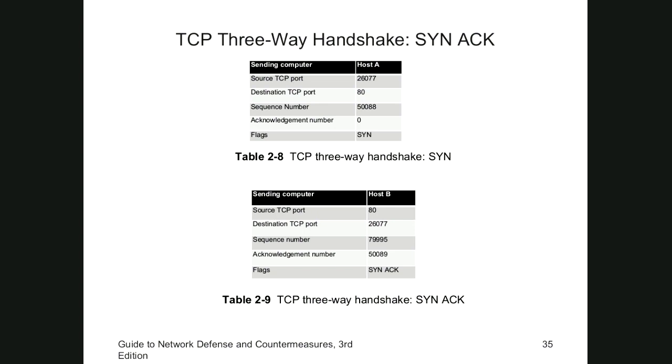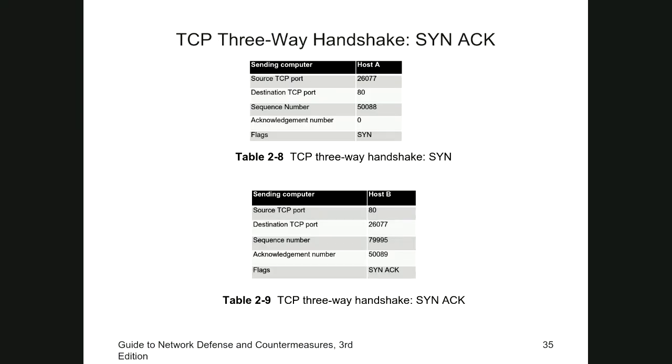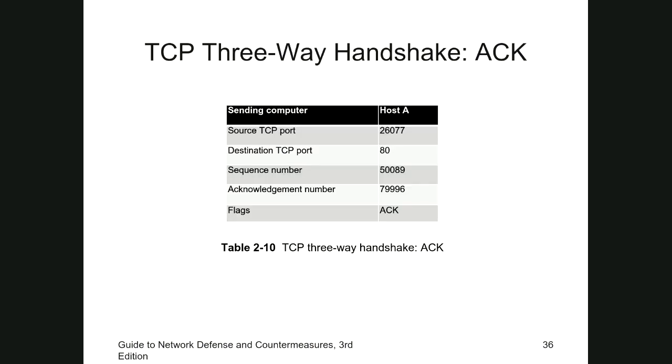TCP three-way handshake, SYN. Here's the source port, and this is going to port 80. Here's a sequence number, acknowledgement number, and it's got a SYN flag. As we get down, you see here's the source port. So now it's being sent back from host B, from port 80 to the destination port, with a sequence number here, and an acknowledgement number one higher than the sequence number, right? With your SYN-ACK. And so, one higher. Source again here.